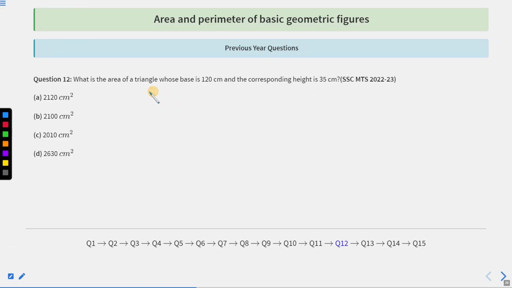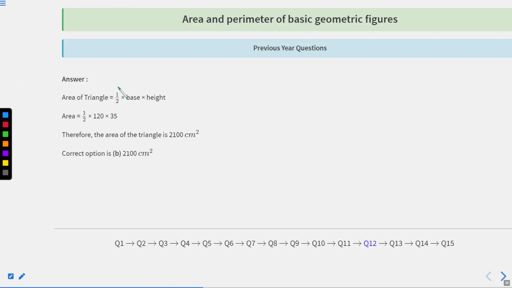What is the area of a triangle whose base is 120 centimeter and corresponding height is 35 centimeters? So a triangle is given to us whose base is 120 centimeter and the height is 35 centimeter. We are interested in finding the area of that triangle.